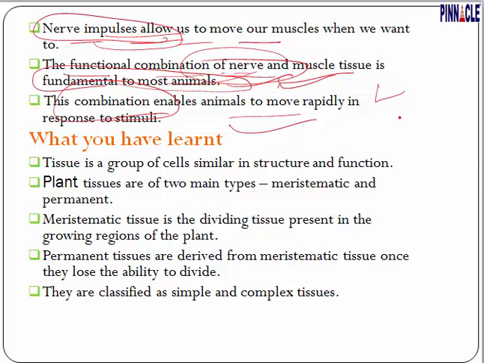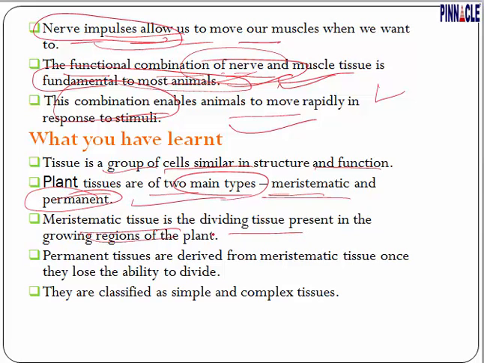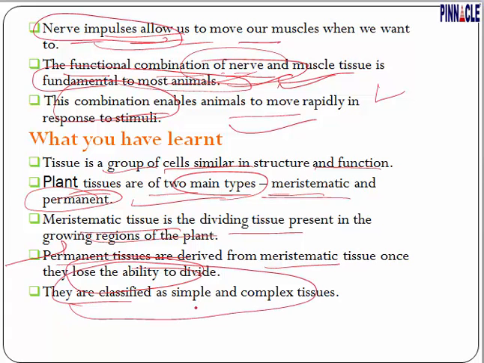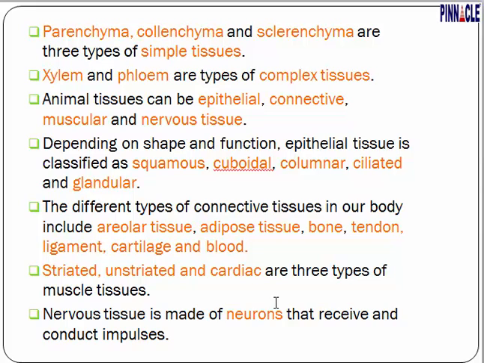Now in this chapter, what have we learned? We have learned the different kinds of tissue in plants and animals. Tissue is a group of cells similar in structure and function. So this is the basic definition of tissue. Plant tissues are of two main types, meristematic tissue and permanent tissue. Meristematic tissue is dividing tissue, present in the growing region of the plant. Permanent tissue is derived from the meristematic tissue. Once cells lose the ability to divide, they become permanent tissue. Permanent tissue can be classified into two parts, simple tissue and complex tissue.